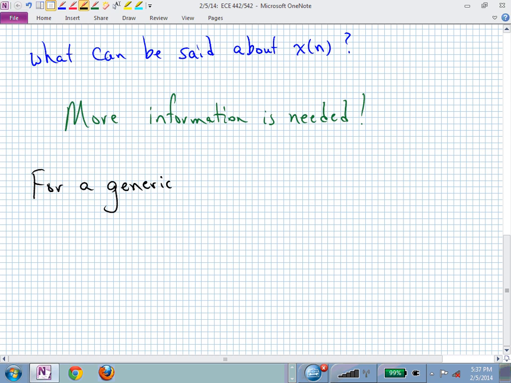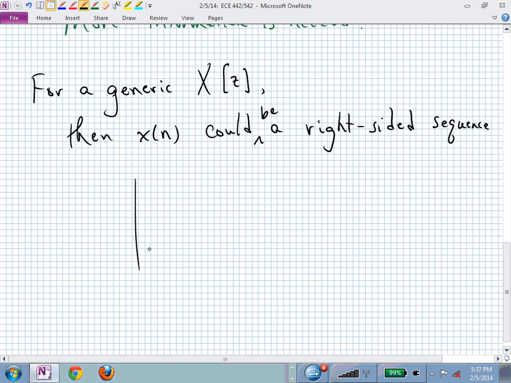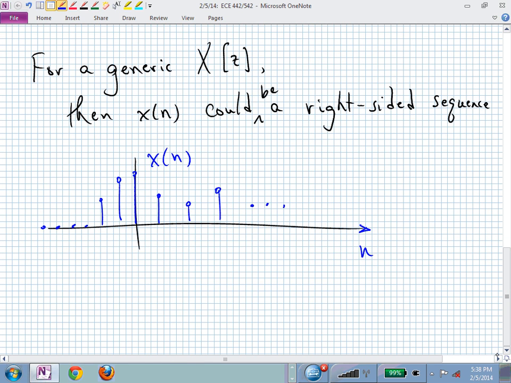If I simply give you a generic capital X of z, which I did in that earlier question, then little x of n could be a right-sided sequence, and we'll see maybe that that's more restrictive than just a right-sided sequence. By a right-sided sequence, what I mean is that we have something that just keeps going in the right half of the time axis. Here's our time n, and this is now x of n. So that's right-sided, and it was 0 over here leading up to that. So it's only on the right side, or it continues in the right half of the time domain.